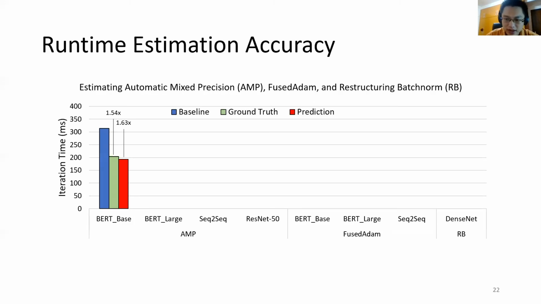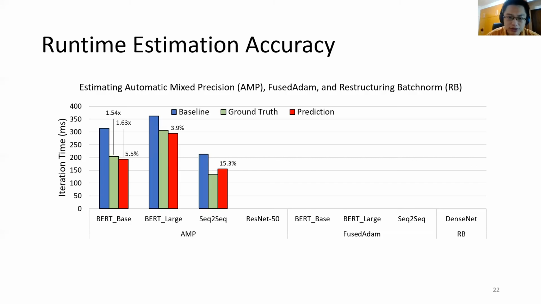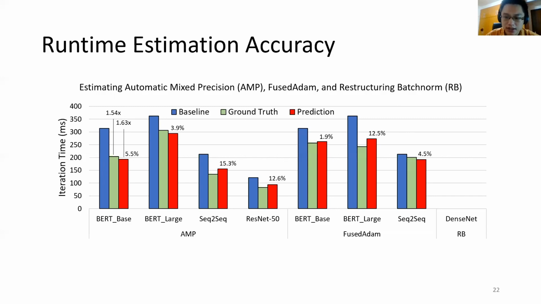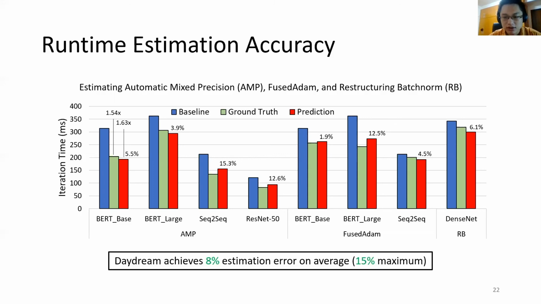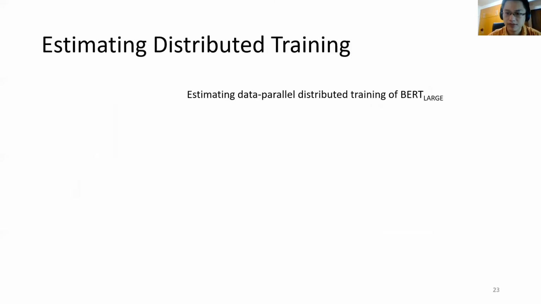The difference is only 5.5%. And we did the same analysis when using AMP on the other three models and achieved prediction error around 15% at maximum. We also evaluated fused Adam and reconstructing batch norm optimizations, achieving very low estimation error. So in general, Daydream achieves 8% estimation error on average and 15% maximum.